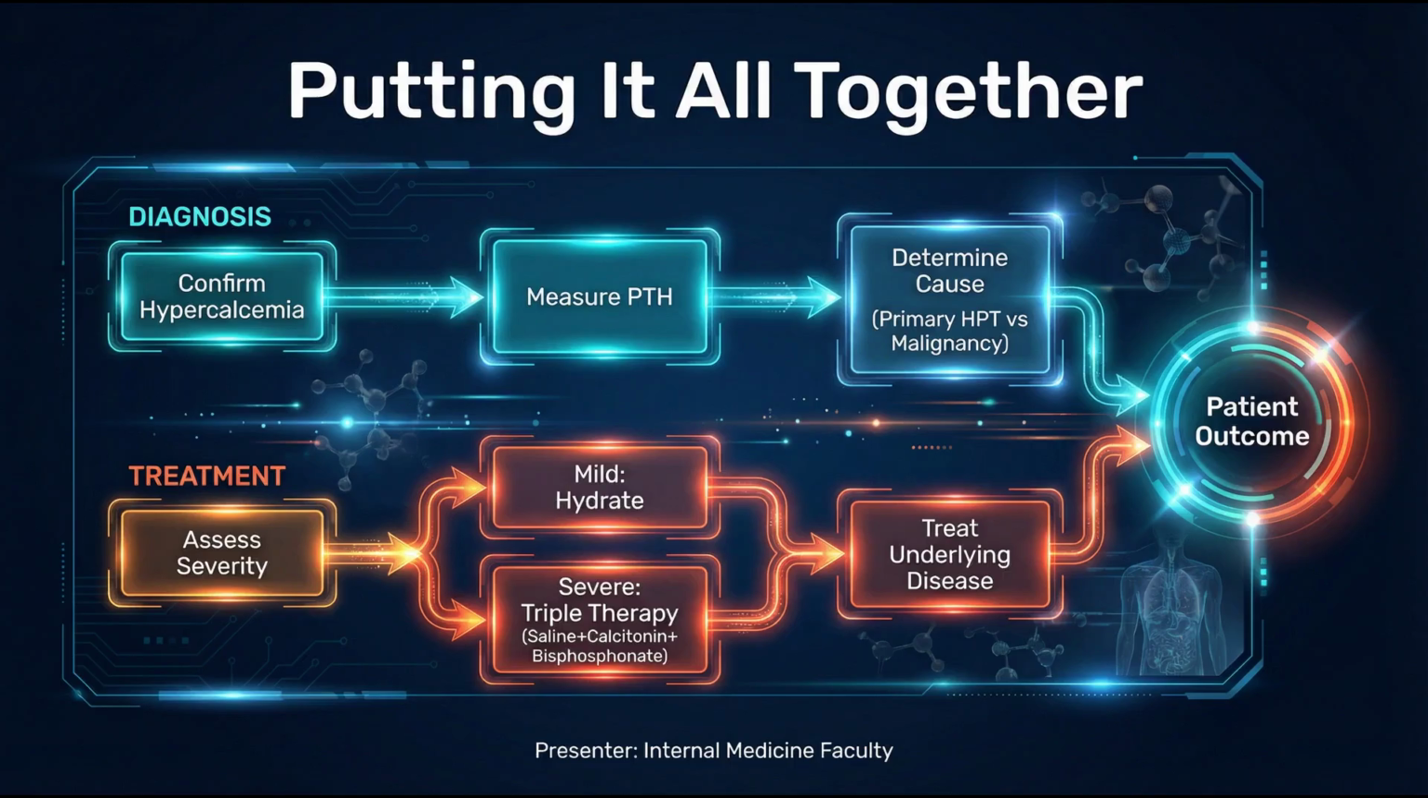To summarize, when you encounter hypercalcemia, first confirm and classify severity. Check PTH to guide your differential. For severe cases, initiate the triple therapy while pursuing the underlying diagnosis. Mild cases may be managed conservatively while addressing the cause. This systematic approach will serve you well in clinical practice.